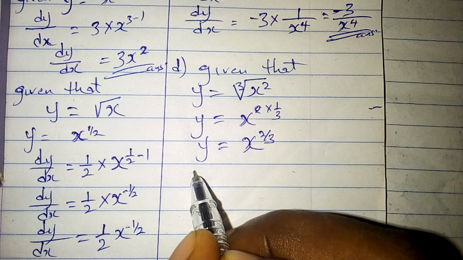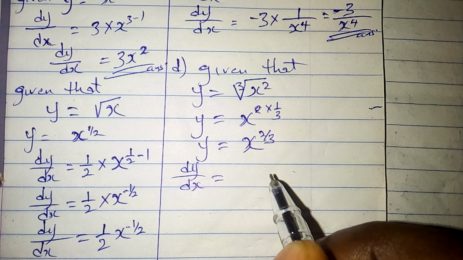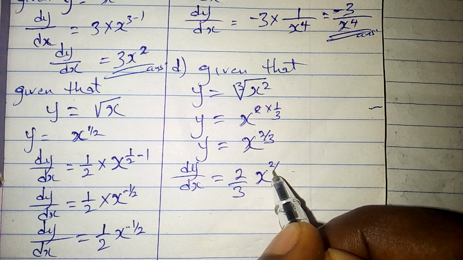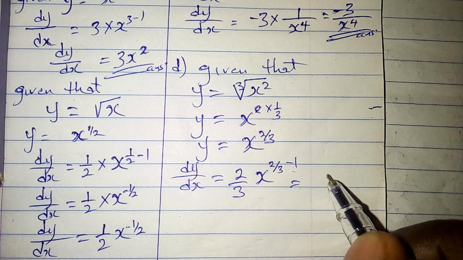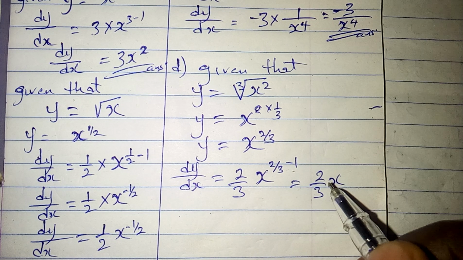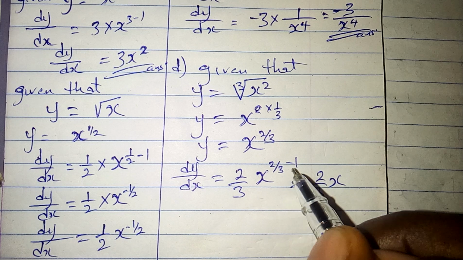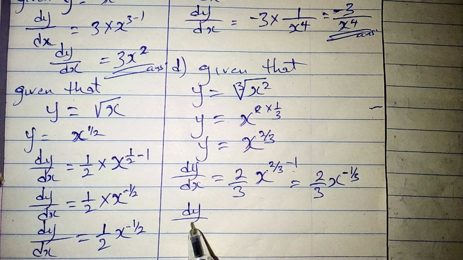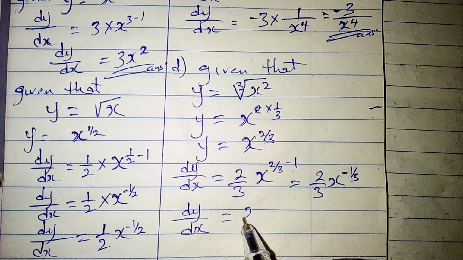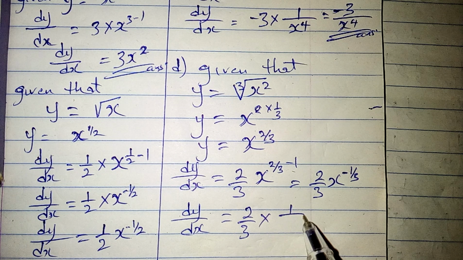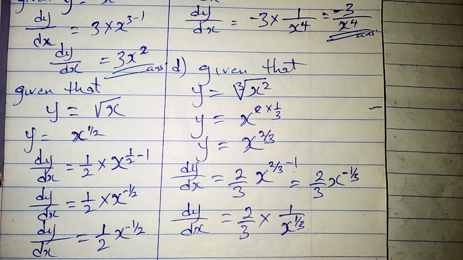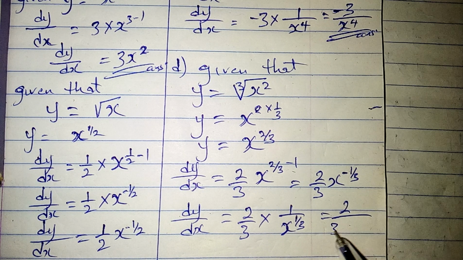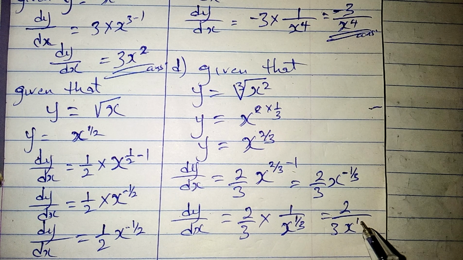Then dy over dx will be equal to the power coming down, 2 over 3, times x raised to 2 over 3 minus 1. When 1 is subtracted from 2 over 3, it gives you minus 1 over 3. Now that gives me dy over dx equal to 2 over 3 times 1 over x raised to power 1 over 3. Now we have 2 over 3 times x raised to power 1 over 3.